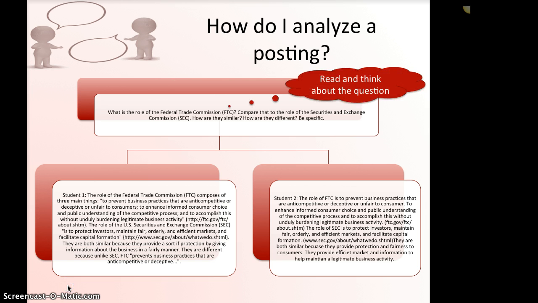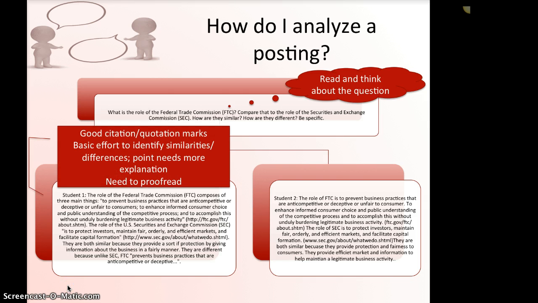So what you'll do first is you'll read and think about the question, and it helps if you've read these questions before you start going through the resources so that as you go along you're thinking, okay, this is something she's going to ask about. So read and think about the question, take your notes, and then we have two student comments.